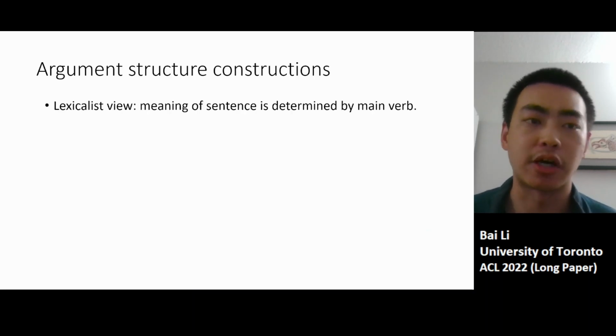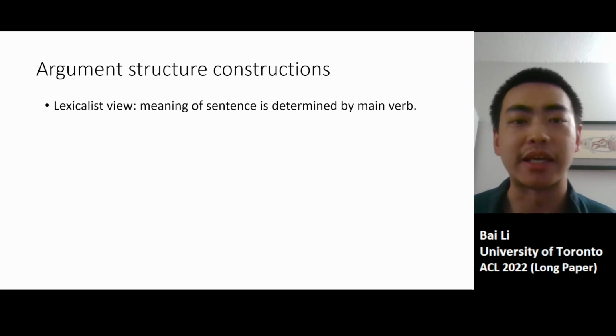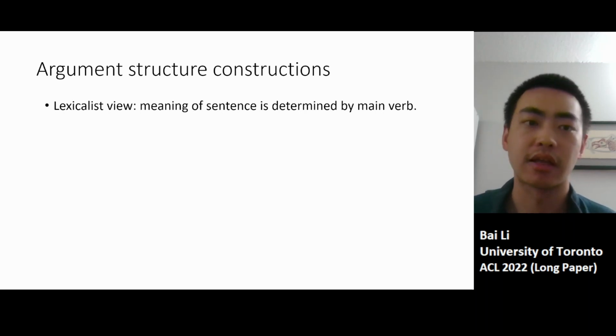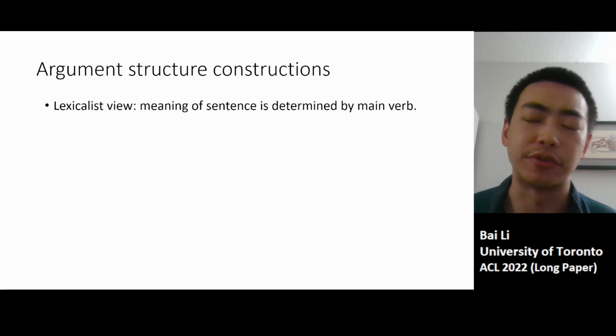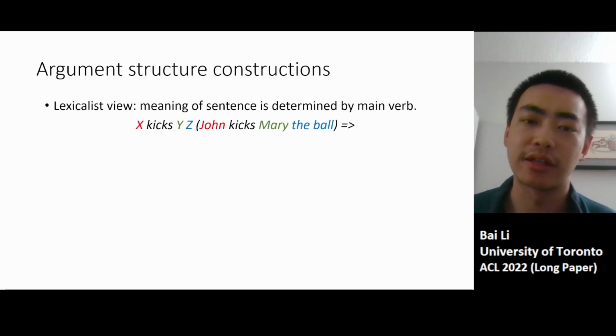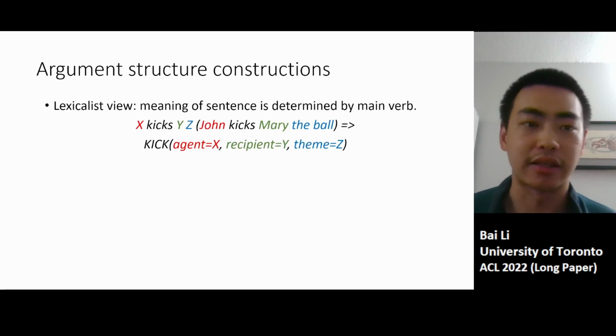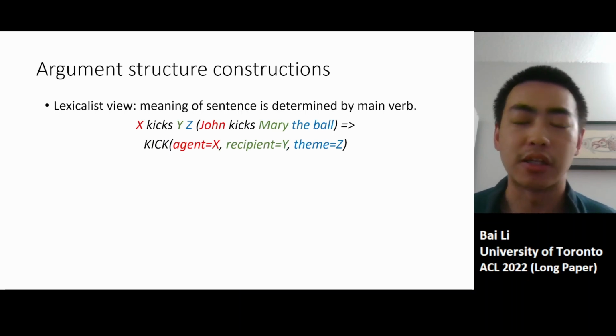Let's first talk about argument structure constructions, which is a theory of how meaning is assigned to sentences. In the traditional lexicalist view, the meaning of a sentence is determined by the main verb. So for instance, here's a sentence, John kicks Mary the ball. According to this lexicalist view, the verb kick assigns all of the semantic roles to the syntactic arguments.